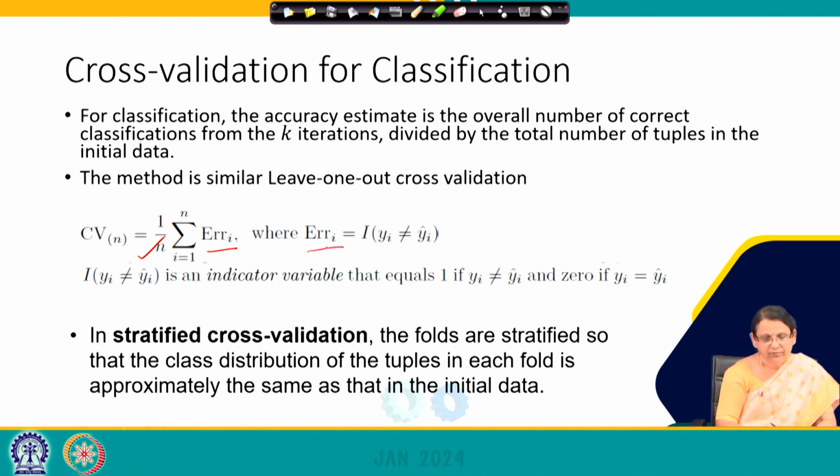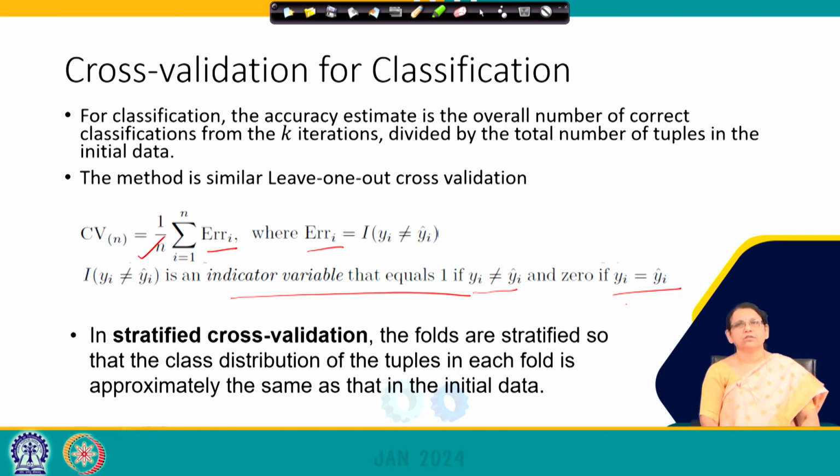Now what is this term? This is an indicator variable that is equal to 1 if yi, what is yi? Yi is your class variable. If the class variable is not equal to yi cap, it is 1, since the error can happen when it is not equal, and otherwise when it is equal, the error is 0. So now if we have 0 1, it is the problem.